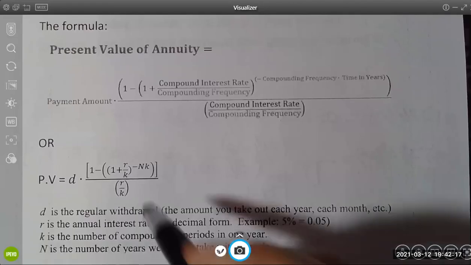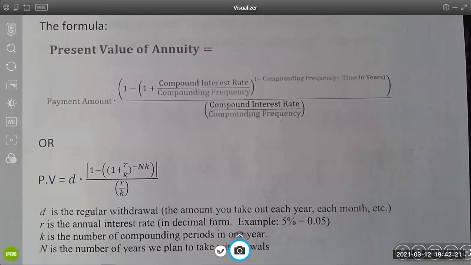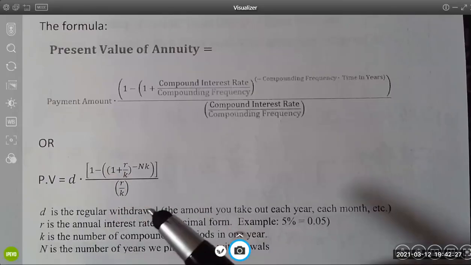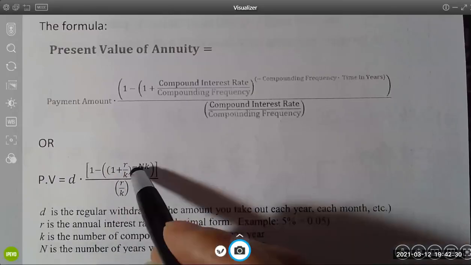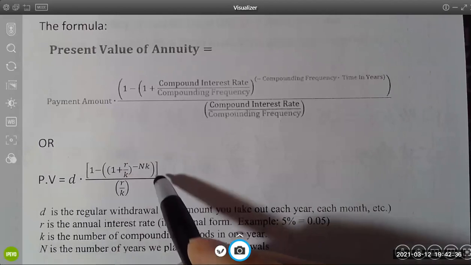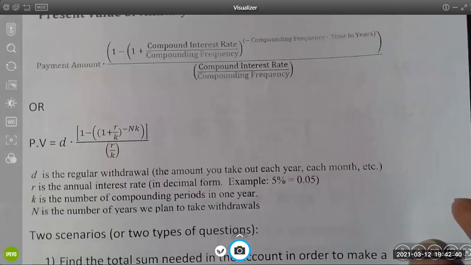For example, this exponent is -1 for the current present value of annuity. We have 1 minus in the front. In the future value of annuity, this exponent is positive. We don't have 1 minus. Instead, we have -1 at the end. But anyway, you need to differentiate between these two formulas.